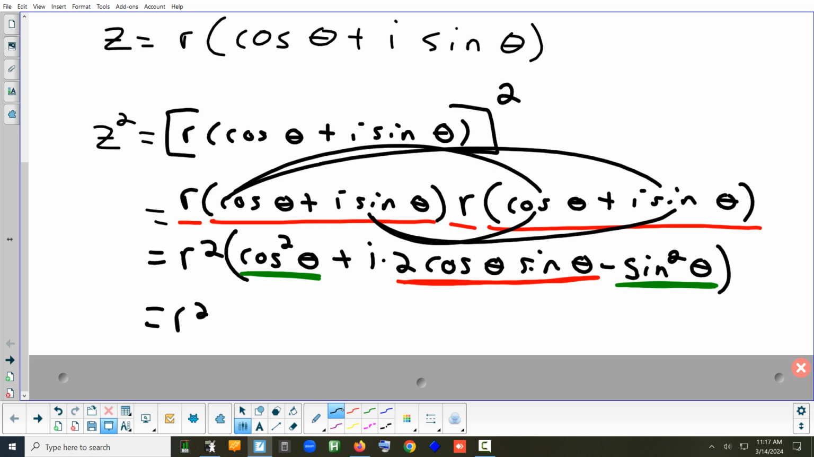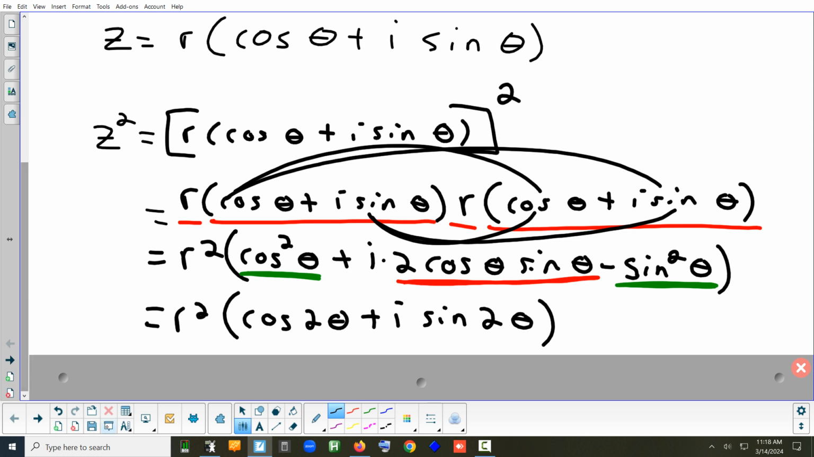Yeah? Cosine squared minus sine squared is cosine 2 theta. What's underlined in green is cosine 2 theta. What's underlined in red is sine 2 theta. And that's what you get when you take the original number and square it. So it goes from r cosine theta, i sine theta, to r squared cosine 2 theta, i sine 2 theta.